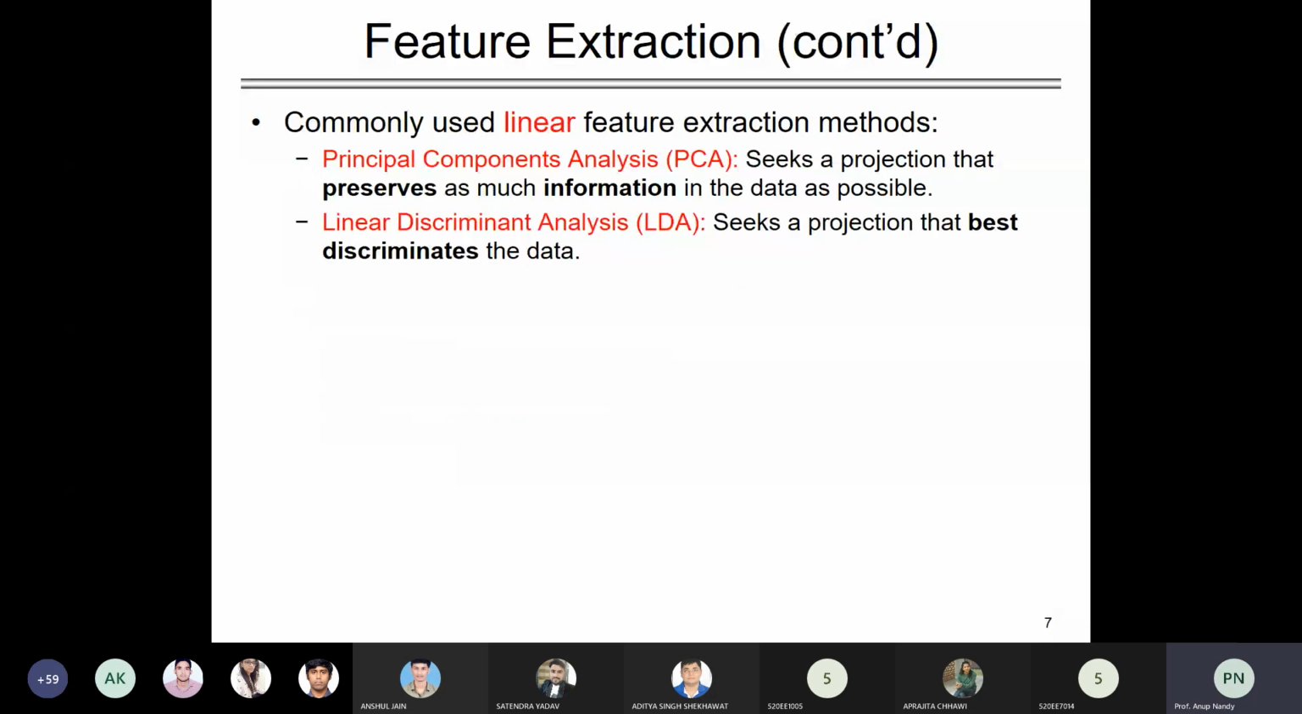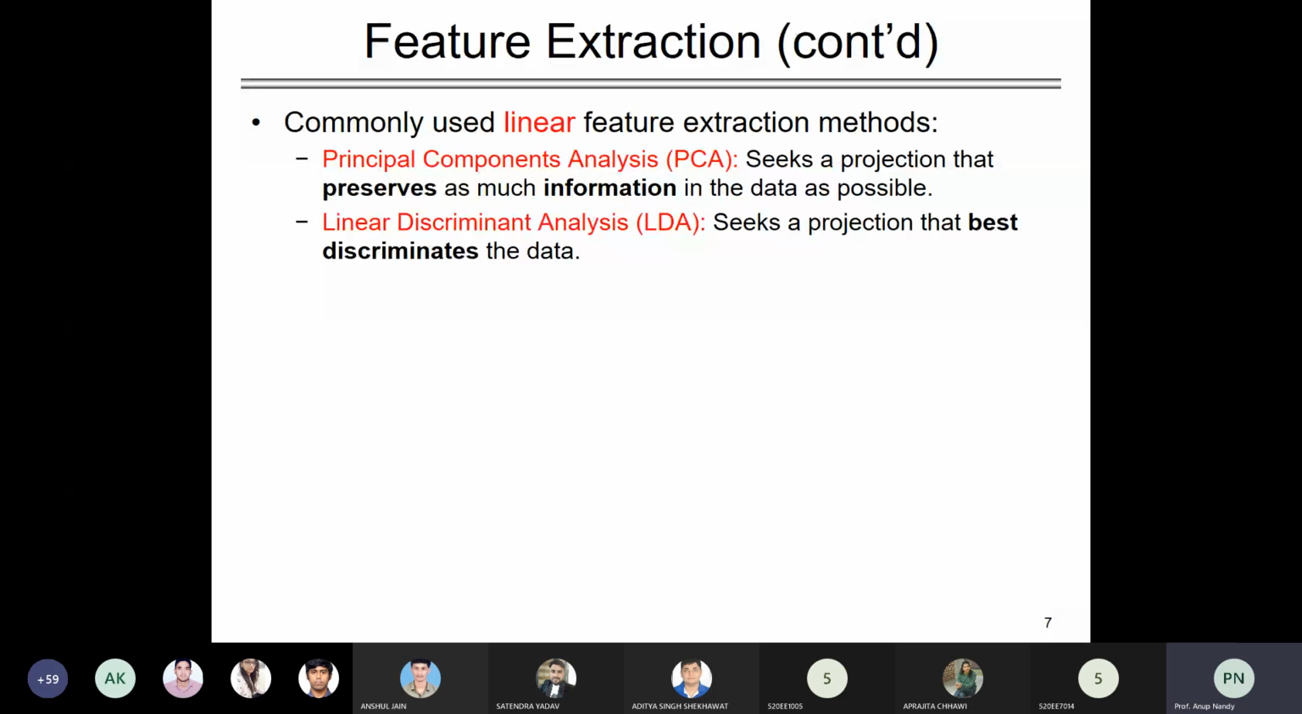Now in this course, we will see only two techniques for linear feature extraction. We see this as a feature extraction method, not feature selection. We commonly use these linear feature extraction methods. One is called principal component analysis, PCA. It looks for projections that preserve as much information in the data as possible. That is your job, so you need to take care of the information loss in the lower dimensional space, going from this high dimensional space.